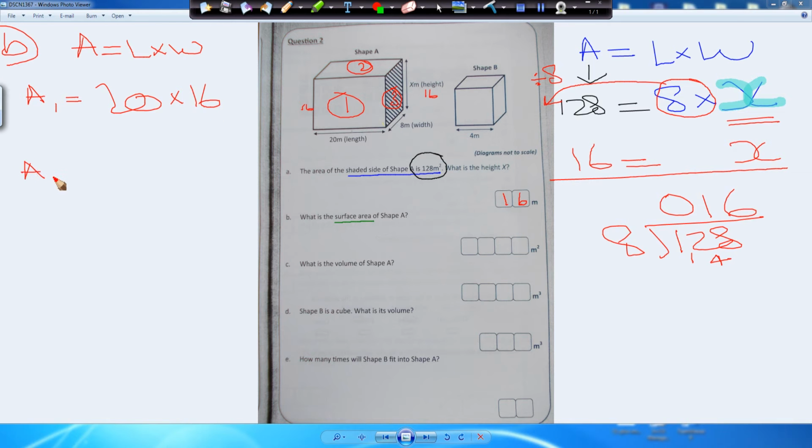Area 2. Area of side 2. Side 2 is going to be also 20, and its width is going to be 8. That's 8, that's 20. So we said the length is going to be 20 and the width is going to be 8. If you put them in a different order, it doesn't matter. It's still good. Area 3 is the side one. Here our length is corresponding to 8, and our width here is corresponding to x, which was 16.